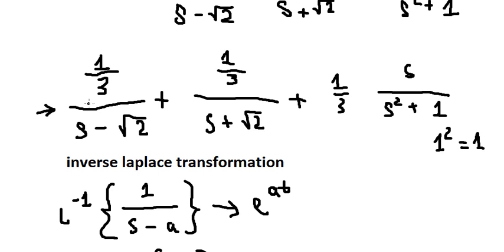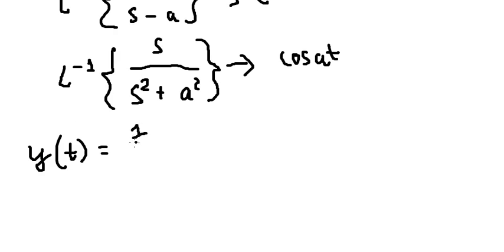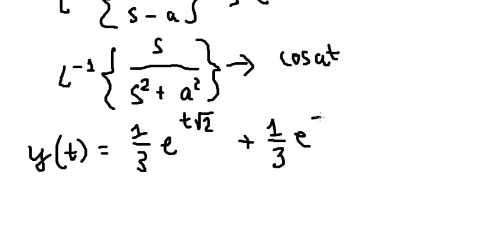And now we can return back and we can see that this one we have 1 over 3 e to the power of the square root of 2 t. And the second one, that's about negative. And the next one, we have 1 over 3 cosine t.